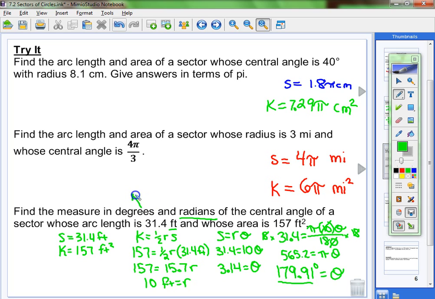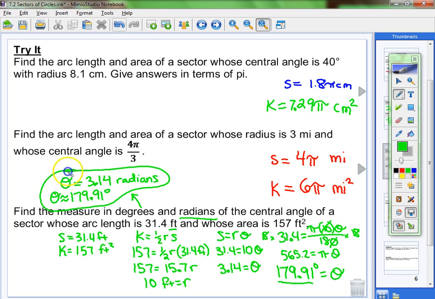So the answer is that theta equals exactly 3.14 radians, and theta is approximately 179.91 degrees. That's the answer for the third part of the triad.